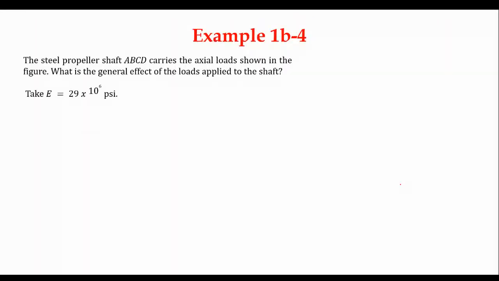The steel propeller shaft ABCD carries the axial loads shown in the figure. What is the general effect of the loads applied to the shaft? Take E equal to 29 times 10 raised to 6 psi. Sometimes, guys, the elasticity of steel is not given because steel is common, so you have to memorize the elasticity: 29 times 10 raised to 6 psi, or in SI, 200 gigapascals.